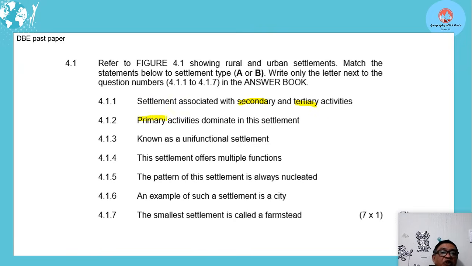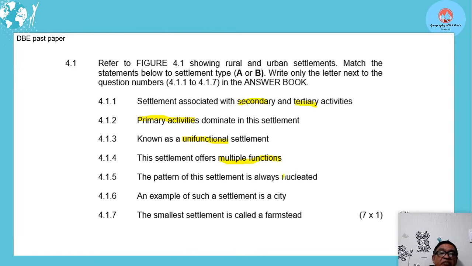Primary activities dominate. So we're talking about extraction of raw materials, farming, etc. That would definitely be rural, B, known as unifunctional. Can you see the main words here? Unifunctional, one function, definitely rural area. Has multiple functions. This becomes so easy, learners. You can score full marks. Multifunctional means secondary, tertiary, various functions. That will definitely be urban area, A.